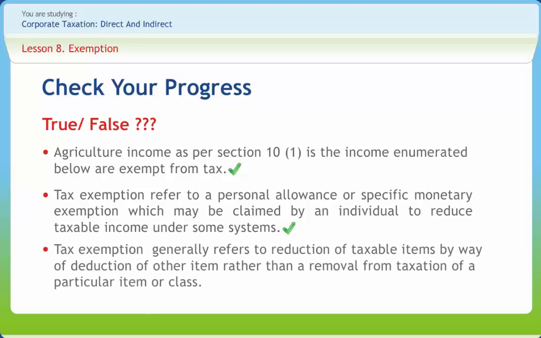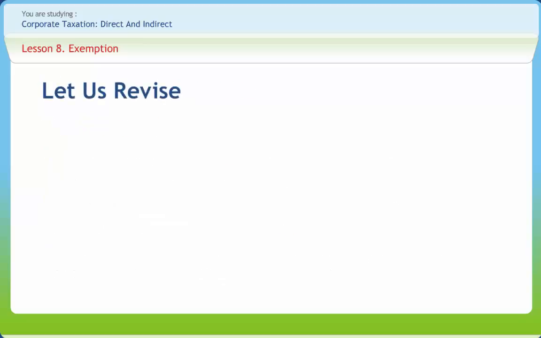Tax exemption generally refers to reduction of taxable items by way of deduction of other items rather than a removal from taxation of a particular item or class. Right or wrong? Wrong. Now let's revise what we have studied till now.